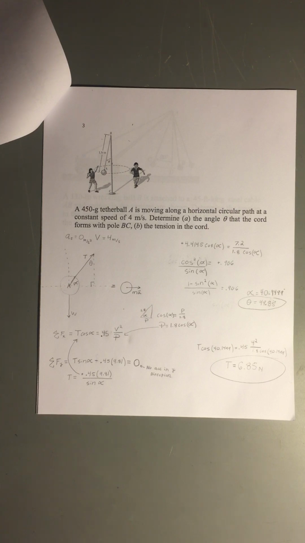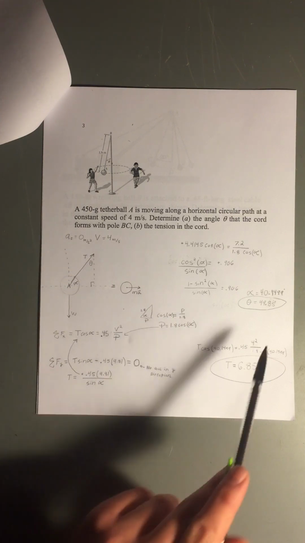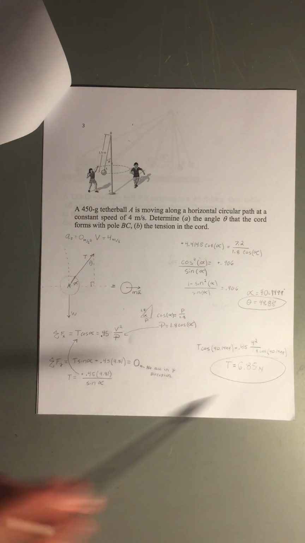And then the question wasn't asking us for alpha, though. It was asking us for theta up at the top by b. And so we know that all of the angles in a triangle have to add up to 180 degrees. And so subtracting off the 90-degree angle here and alpha, we can find that theta is 49.85 degrees. And so that's it for part A.